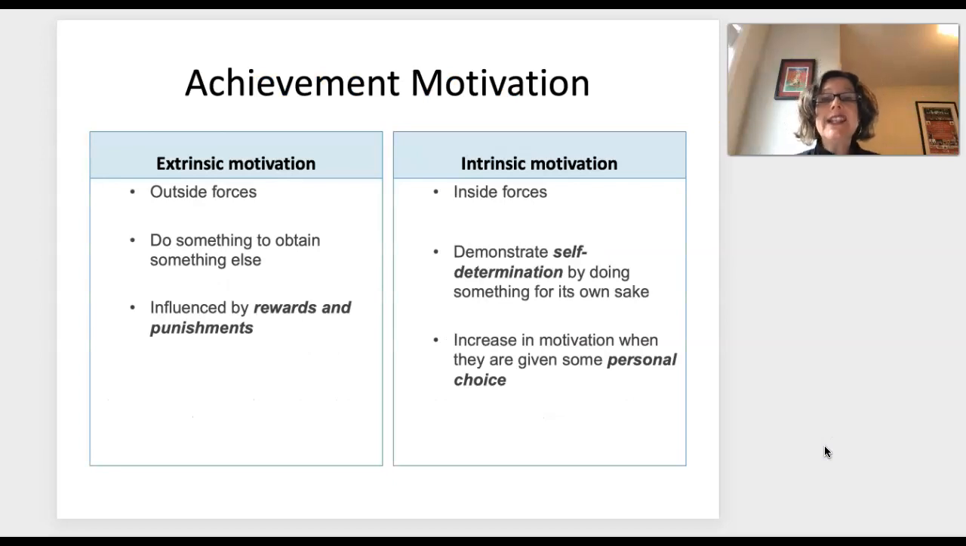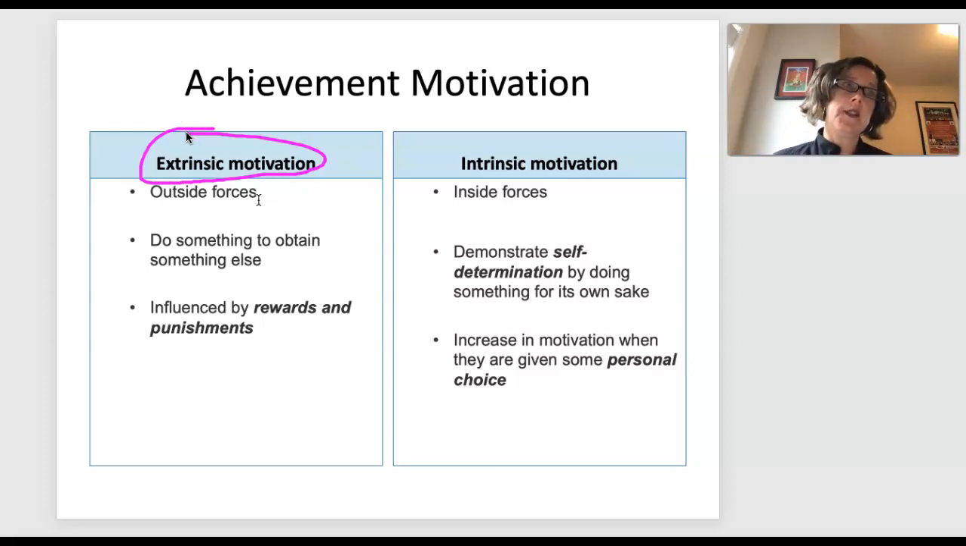Okay, let's look at achievement motivation. So we have, you probably heard these terms before. These are pretty common terms: extrinsic motivation and intrinsic motivation. Basically, extrinsic motivation, woohoo, is something from the outside. So you get some kind of a reward, you get honors in your high school. There's something from outside of yourself. You do something to obtain something else.